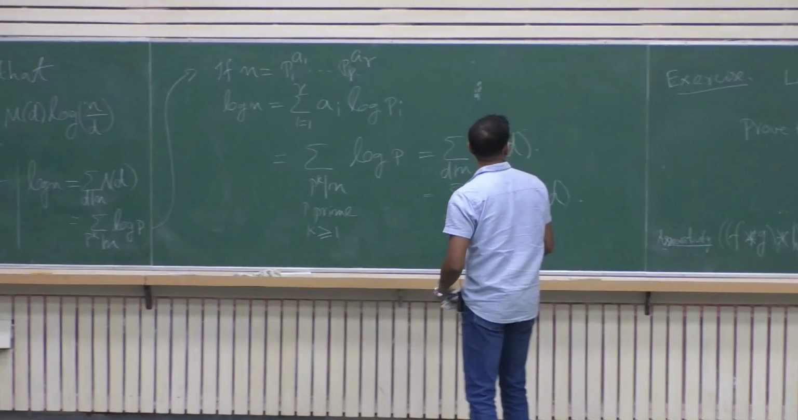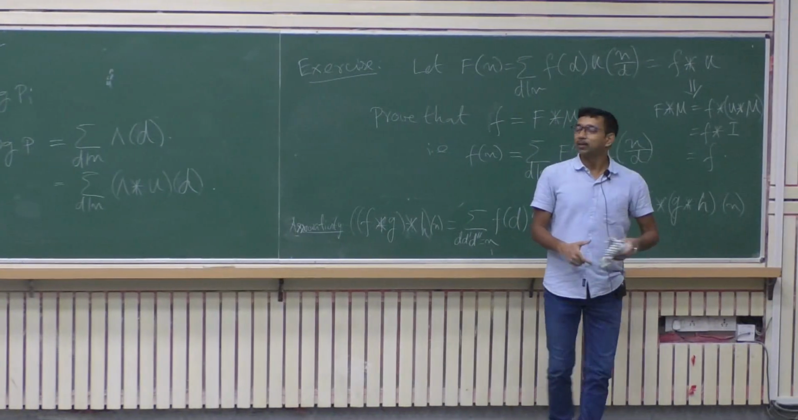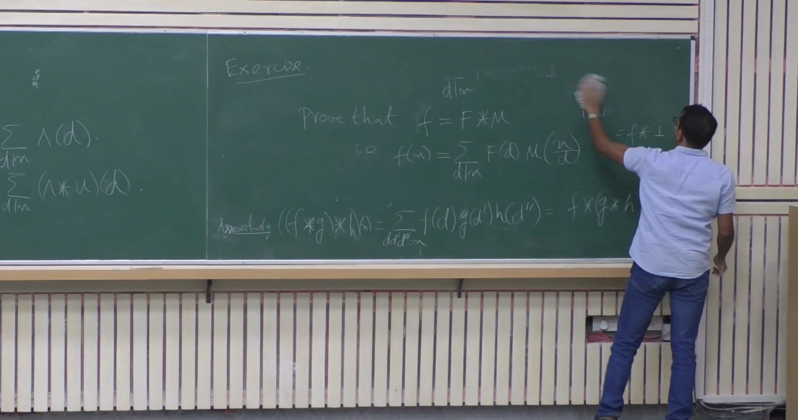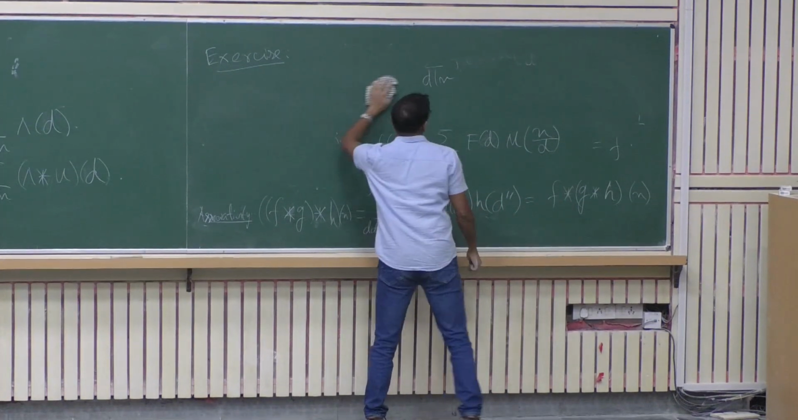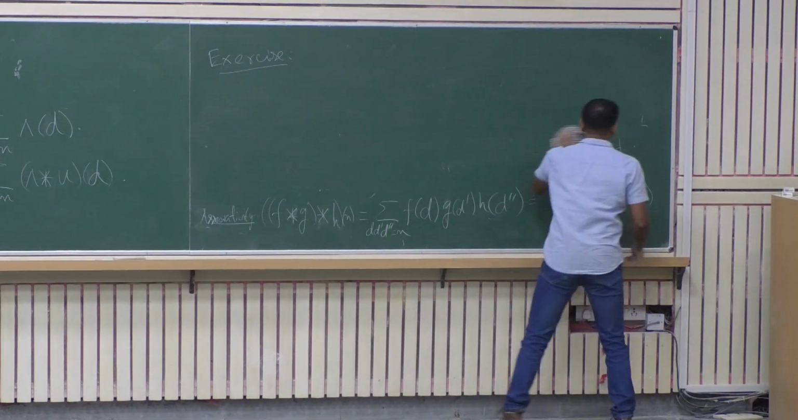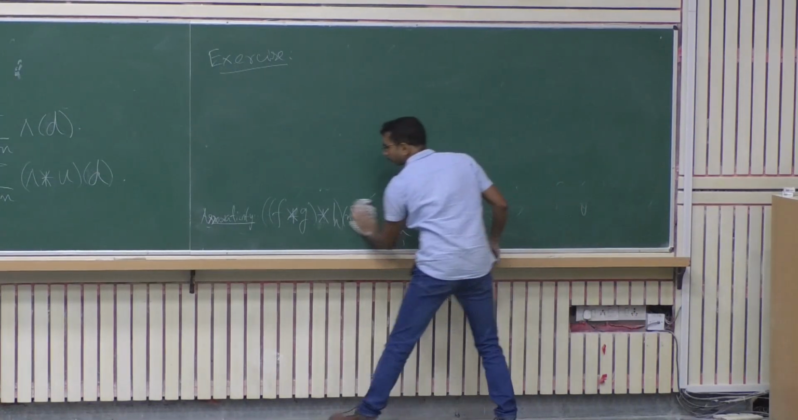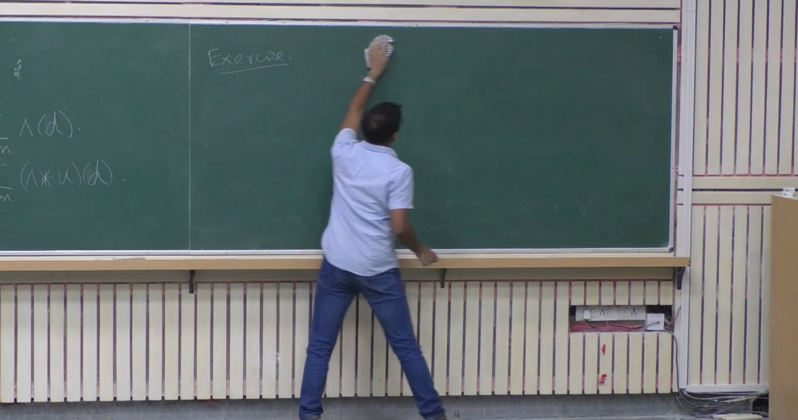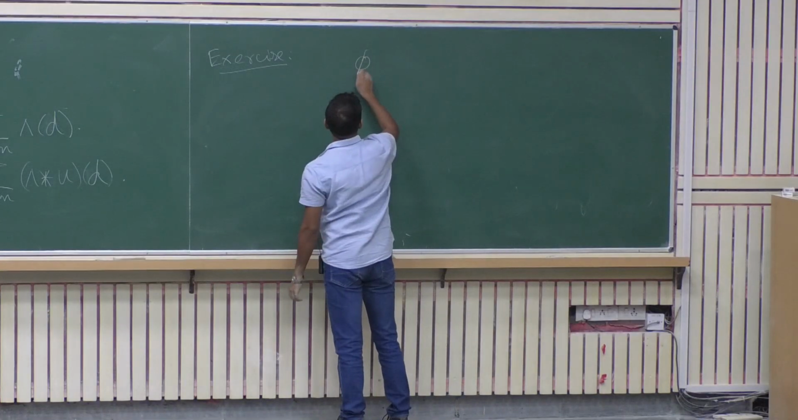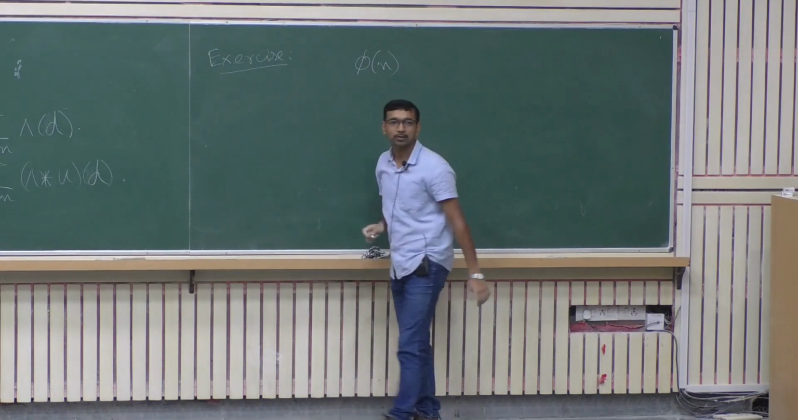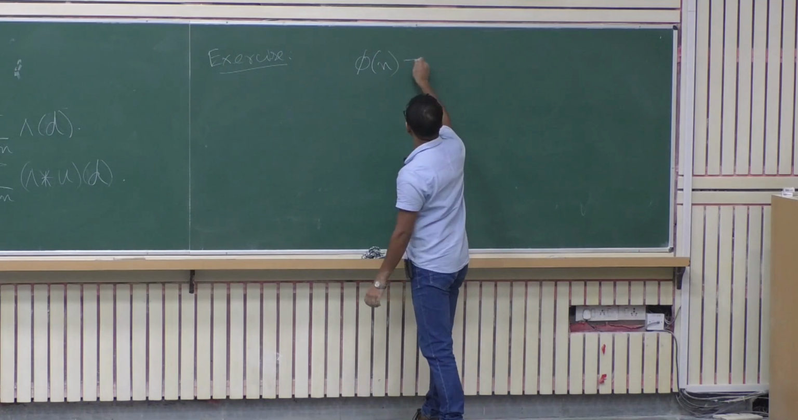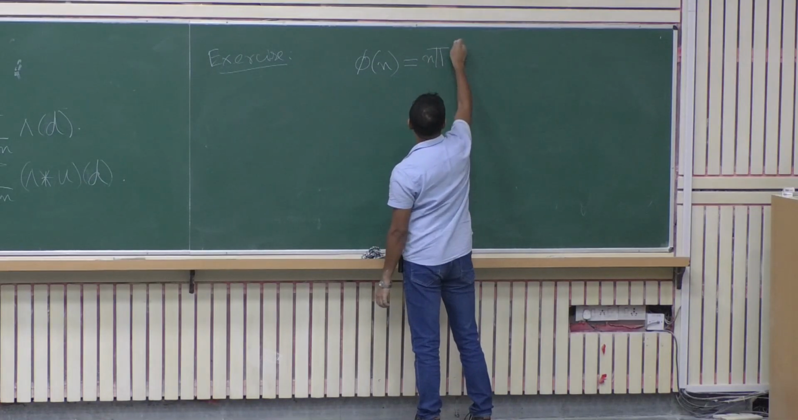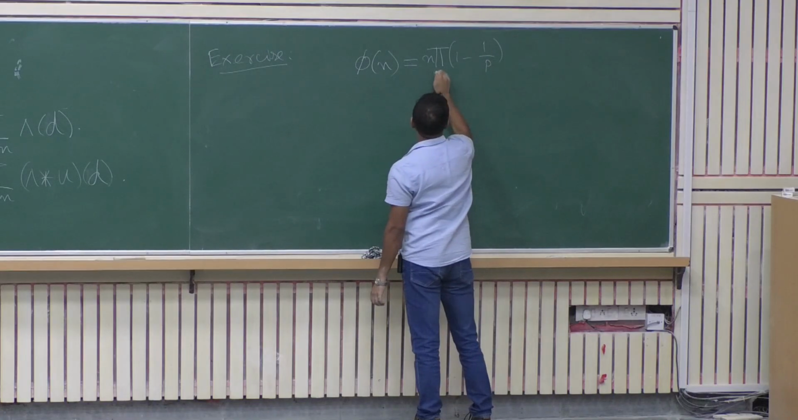Now the next exercise is even funnier. You know this function, right? The Euler totient function. And you know the expression of this phi is equal to n times the product over primes t dividing n of 1 minus 1 by t.